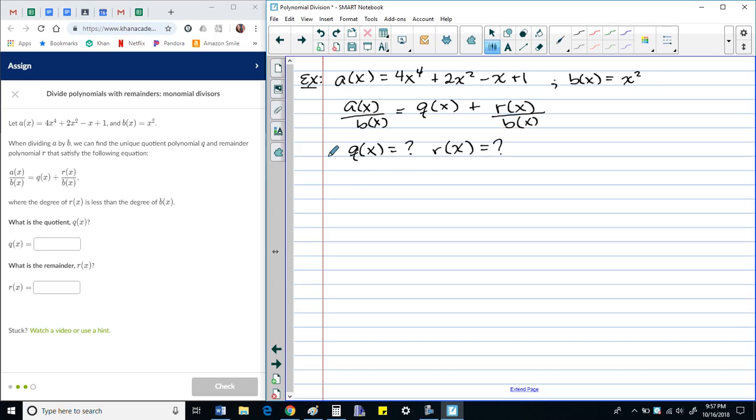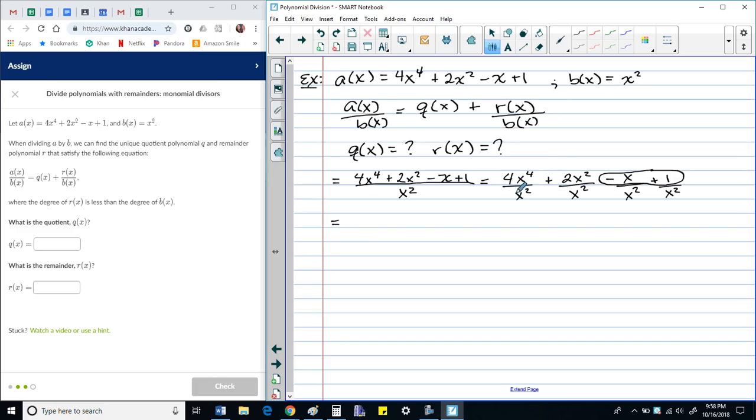All right. So first, I'm going to write 4x to the 4th plus 2x squared minus x plus 1 all over x squared, which is 4x to the 4th over x squared plus 2x squared over x squared minus x over x squared plus 1 over x squared. Now I'm going to look for bigger, or same. And then these are smaller. So I just need to do these two.